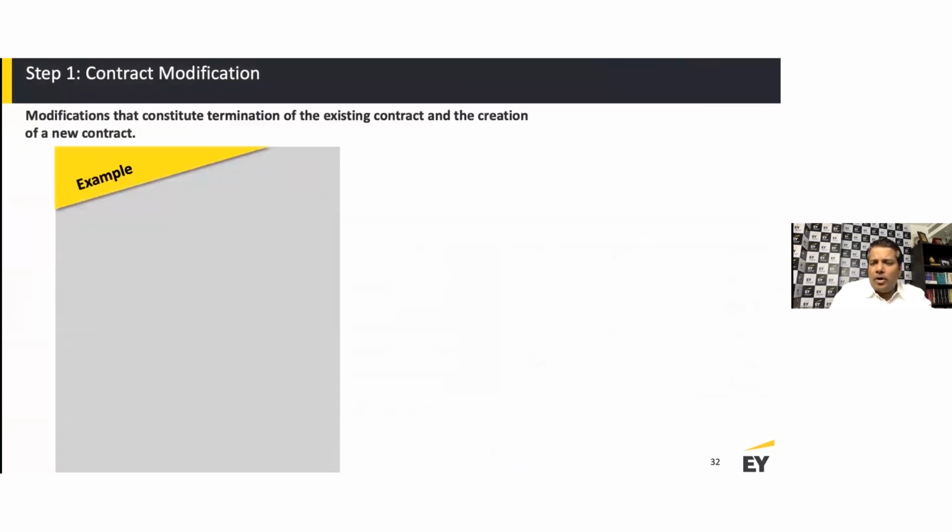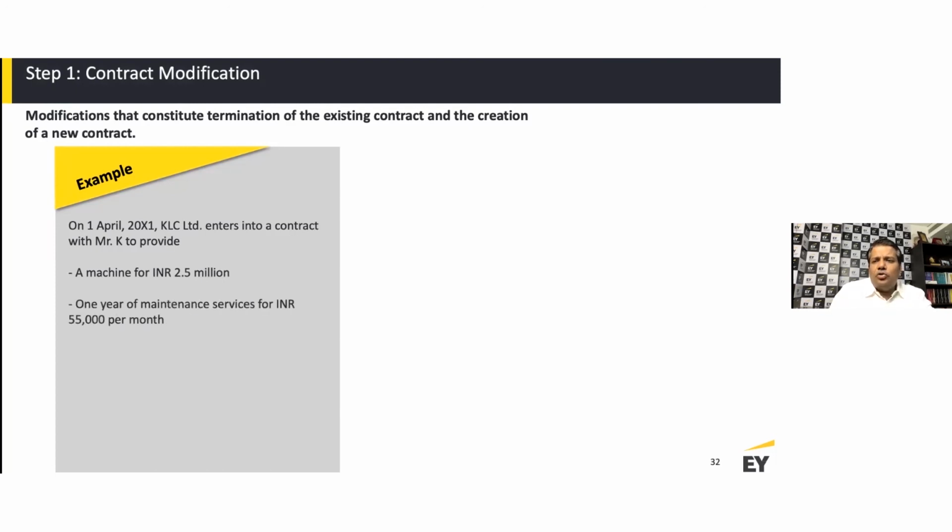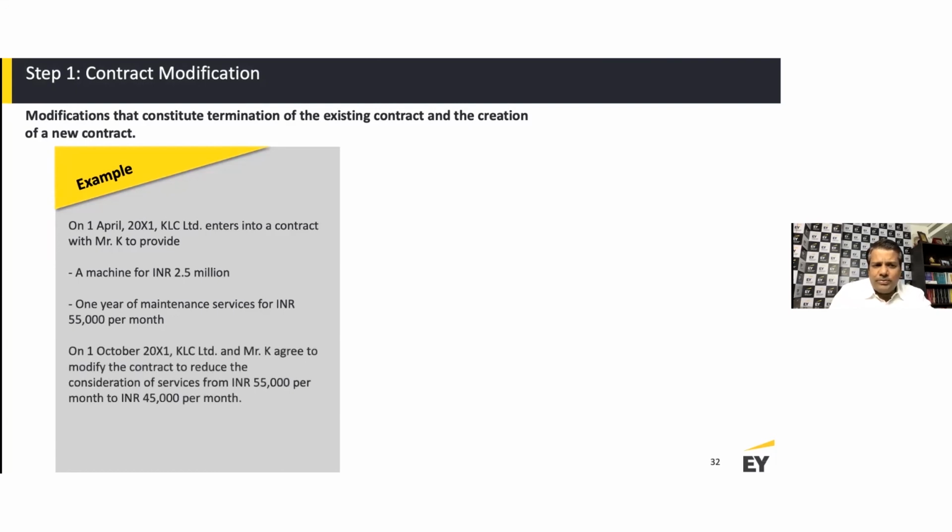Okay, so let's look at another example, a modification which results in a termination of the existing contract and the creation of a new contract, right? In this example, there's a contract with Mr. K to provide a machine for 2.5 million and 1 year of maintenance services for 55,000 rupees per month. Now on October 1, I've agreed to modify the contract to reduce the consideration of services from 55,000 to 45,000 rupees per month.